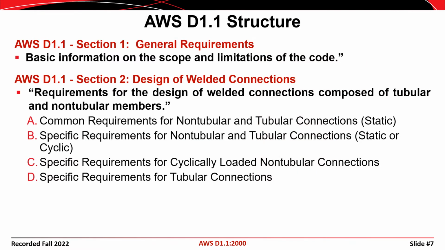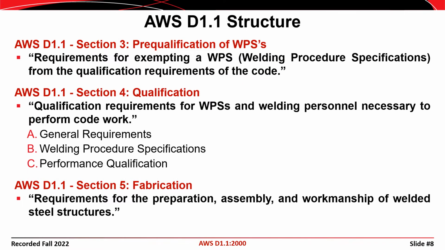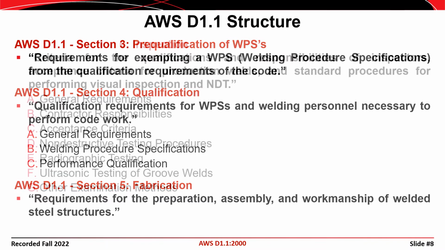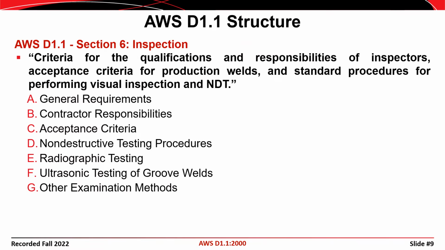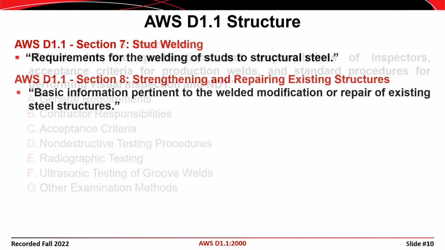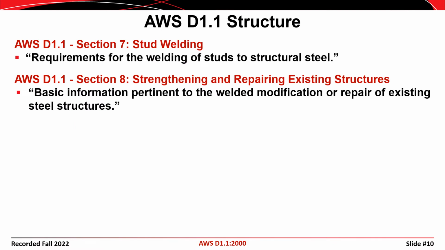So Section 1 of D1.1 covers general requirements. It's the basic information and the scope of limitations of the code. Section 2 covers the design of welded connections, requirements for the design of welded connections composed of tubular and non-tubular members. Section 3 covers pre-qualification of weld procedure specifications, and Section 4 covers qualifications. Section 5 deals with fabrication. Section 6 addresses inspection. Section 7 covers stud welding, and Section 8 covers strengthening and repairs to existing structures.